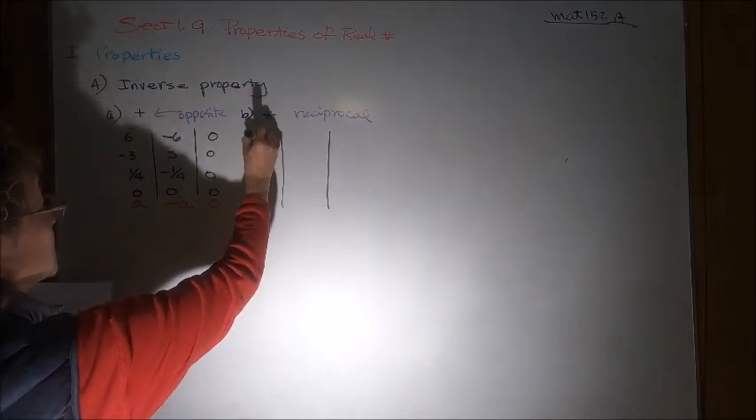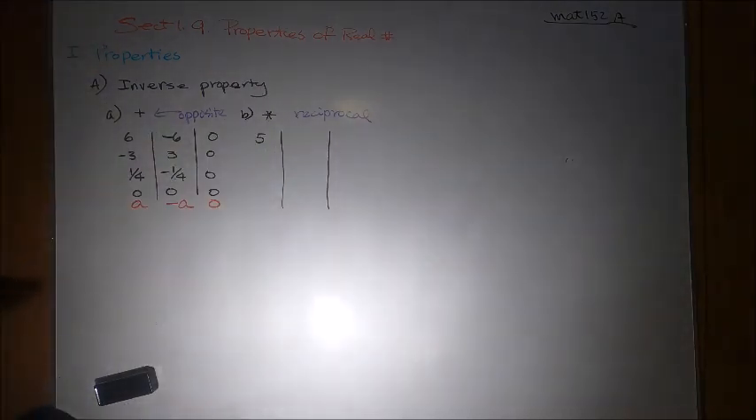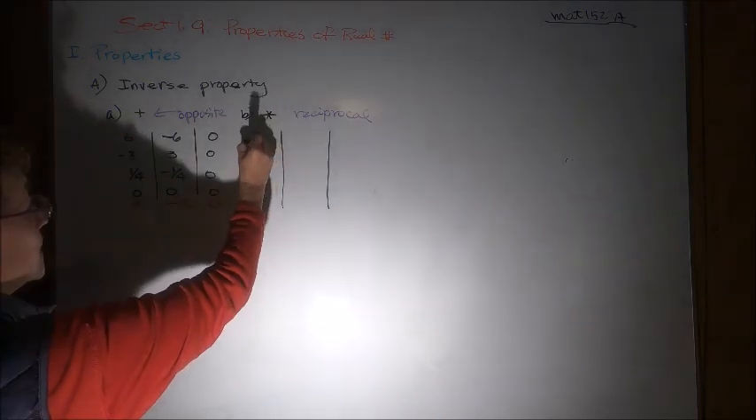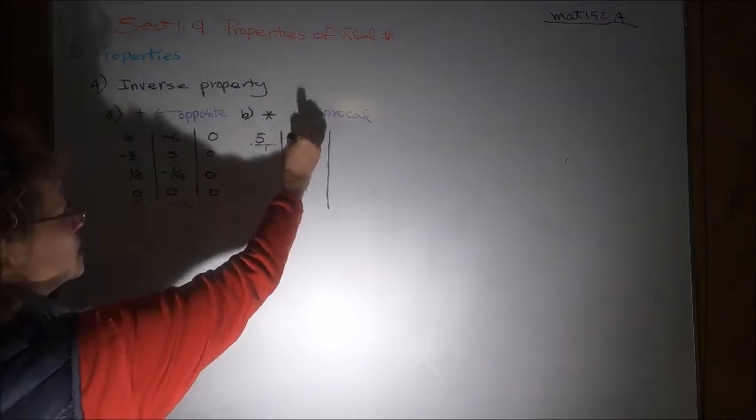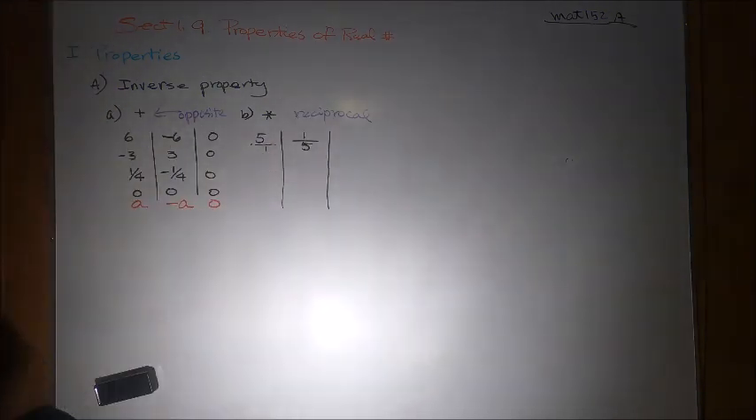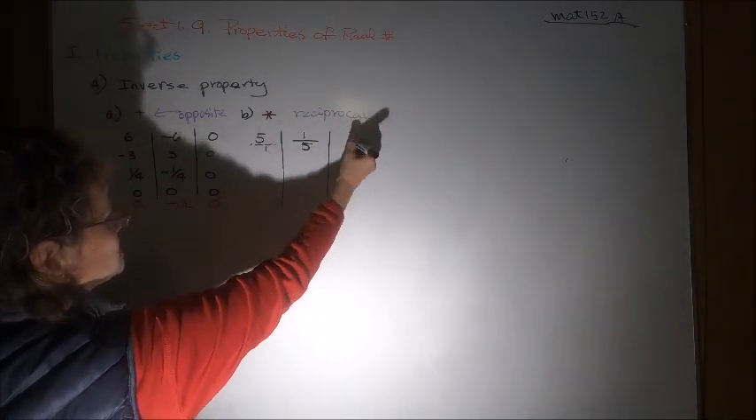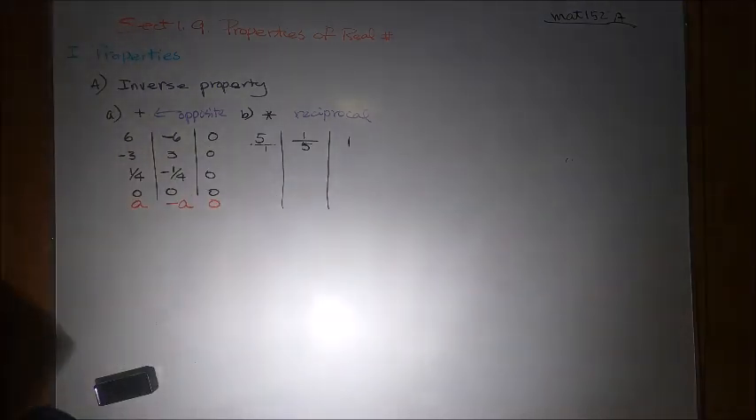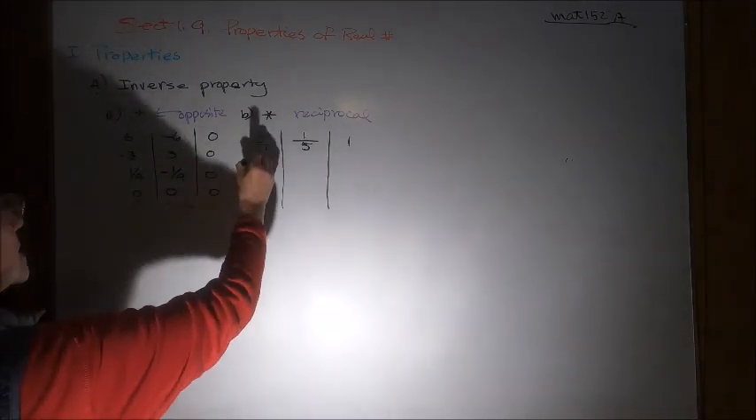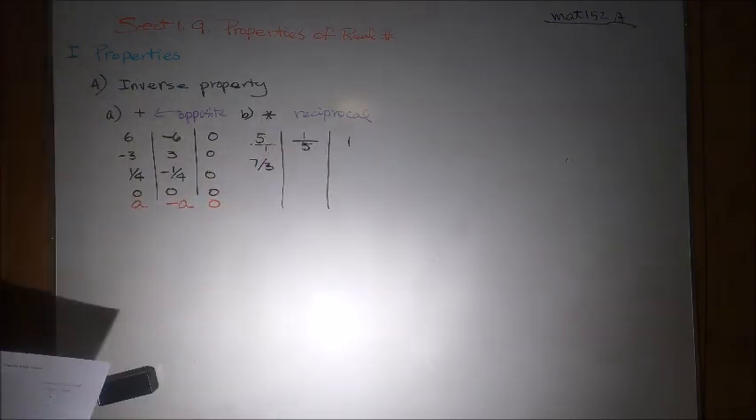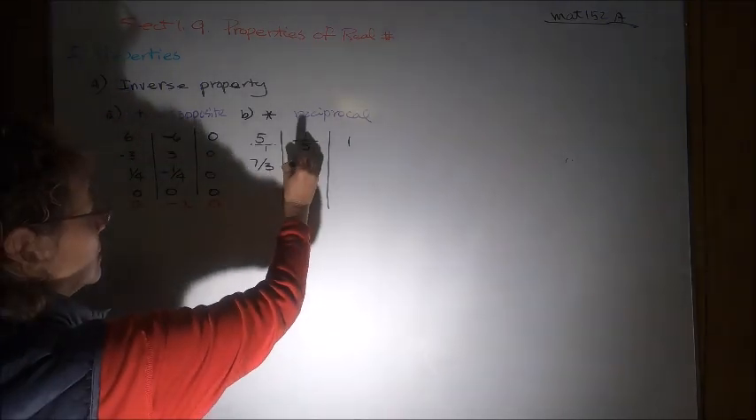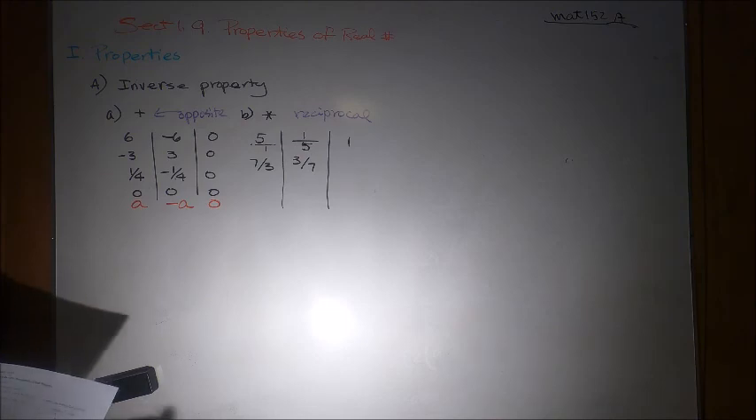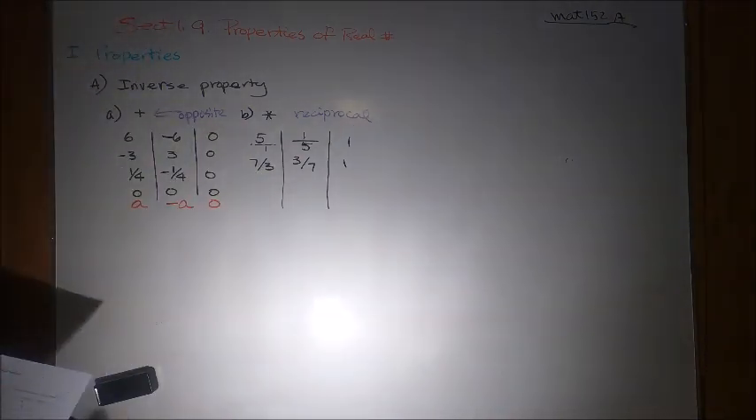So what's the opposite of 5? 5 means what? 5/1, right? So you reverse your numerator and denominator, so that will be what? 1/5. Then if you multiply them together, because it's multiplication, you end up with 1. What's the inverse of 7/3? That would be 3/7. So multiply them together is 1.